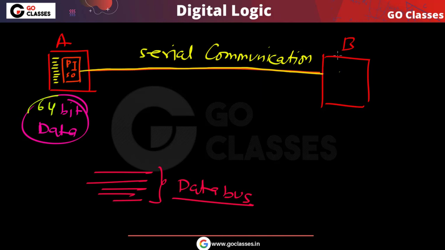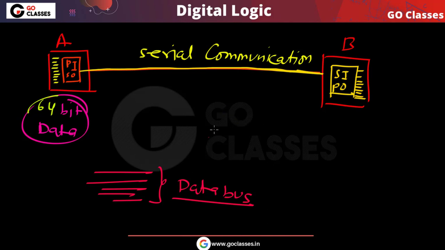Once it reaches here, computer B will have a serial input parallel output register. This input stream that is coming will be stored in this register. So in this register you will store this 64-bit data, and then you can access this data in parallel. So this is the simple idea.